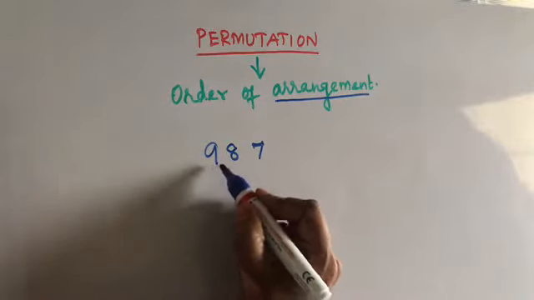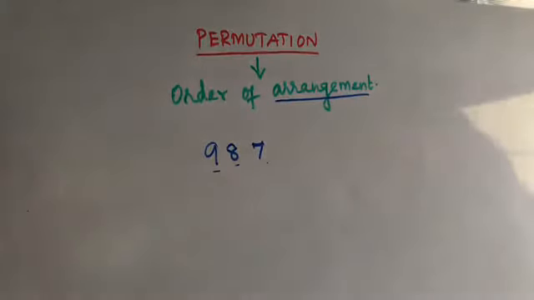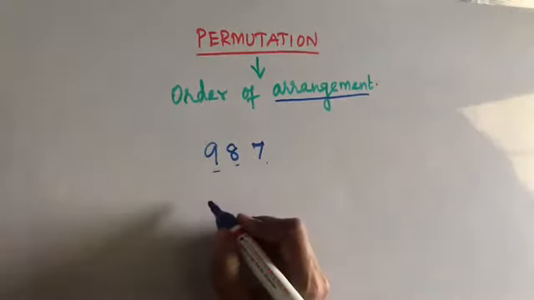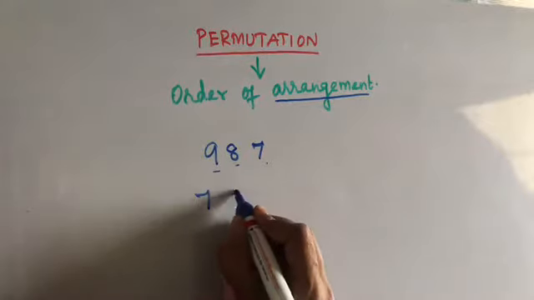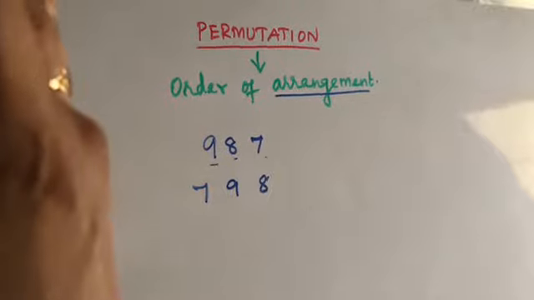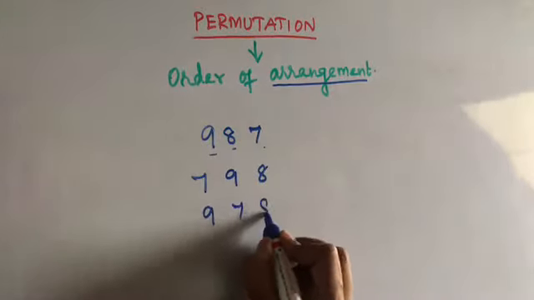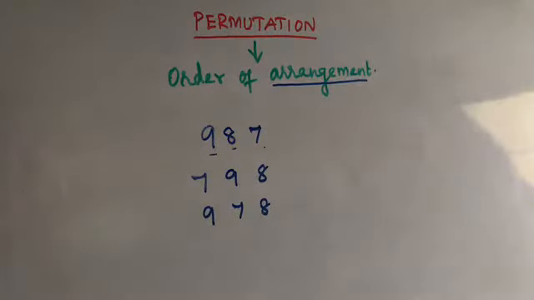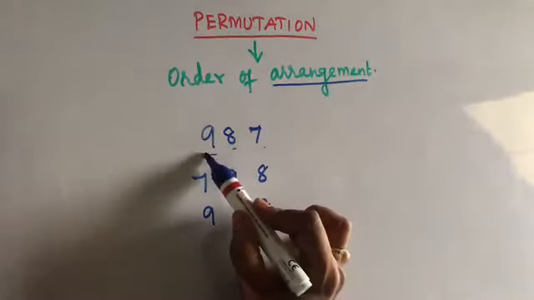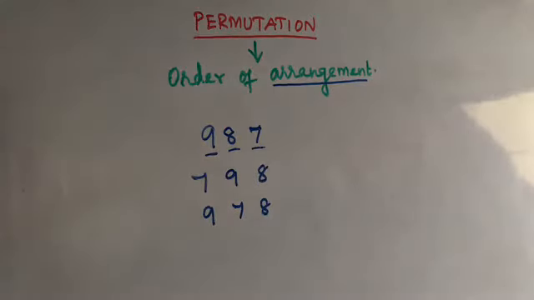I need the code 987. Only 3 numbers are there. Okay, if I put 798, will it unlock? No, it will not unlock. If I put 9, 7 and 8, will it unlock? No. I have to use the exact numbers to unlock my suitcase.